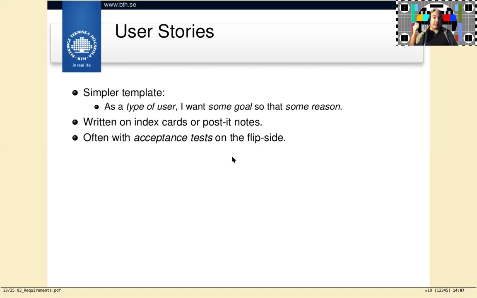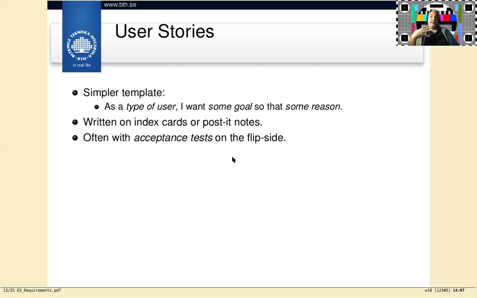Often you'll see that on the back side of it, you'll have an acceptance test defining that when am I satisfied as a certain type of user that this goal has been fulfilled. And this is a much simpler way of working with requirements. It also has the ability to have a vagueness built into the requirement if I want to.